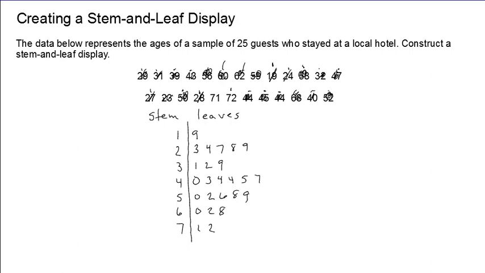So you can get an idea of the relative frequency. If you turn your head sideways, they almost look like bars on a histogram. And so you can see what data values are occurring more frequently than others. That's creating a stem and leaf display.